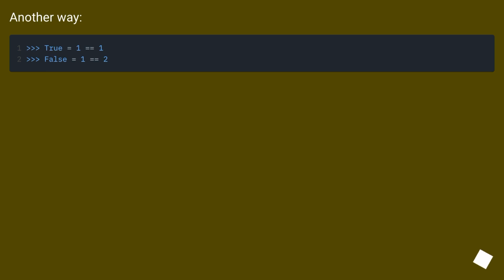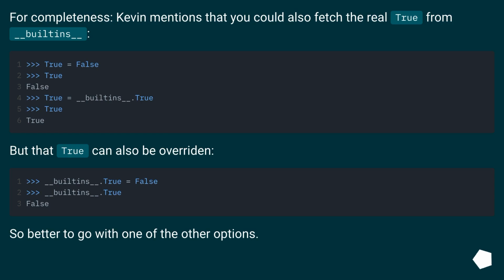Another way. For completeness, Kevin mentions that you could also fetch the real True from __builtins__. But that True can also be overridden. So better to go with one of the other options.